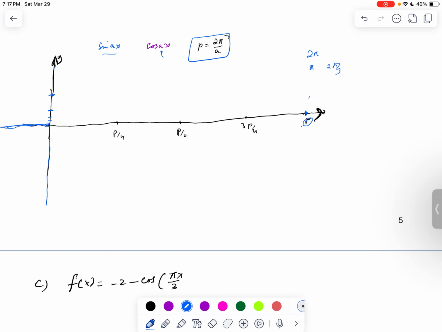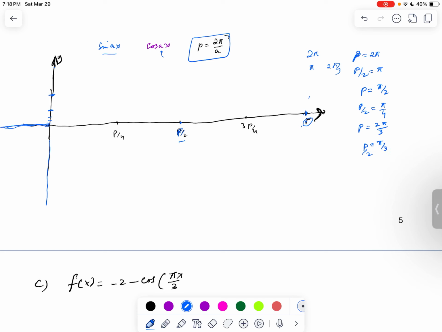Then you go to the middle and you will find p over 2. So for example, if your p is 2 pi, p over 2 will be pi. If p is pi over 2, p over 2 will be pi over 4, and so on. If p is 2 pi over 3, p over 2 will be pi over 3, and so on. Okay, so you find the middle one.